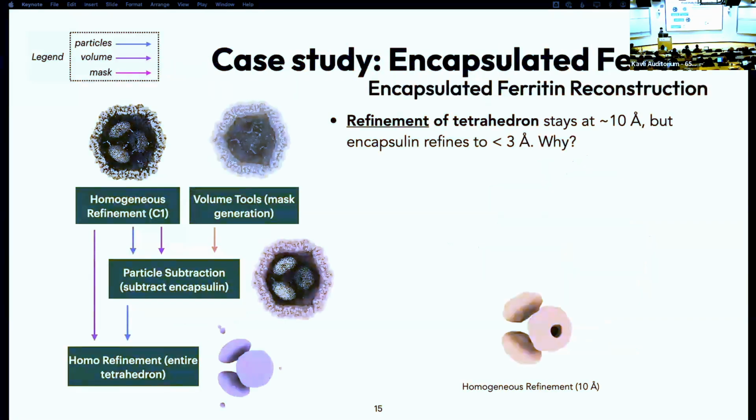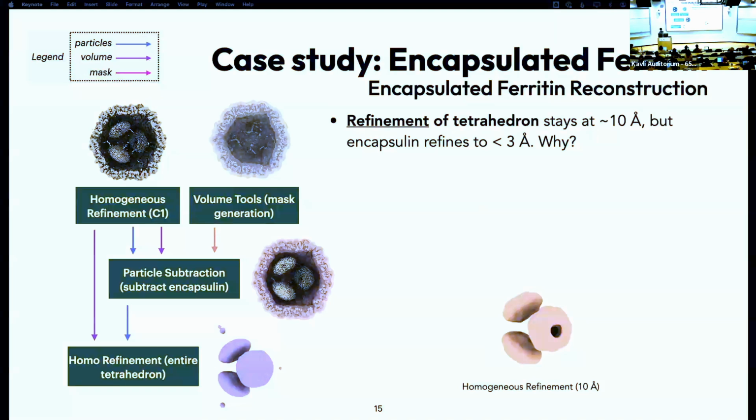Now I want to talk about two jobs that I first tried that would probably be the obvious approach to do at the beginning and why they didn't work. The first thing that I tried after I got these subtracted particles was just a straightforward homogeneous refinement of all four decamers through the homogeneous refinement job. In this case, I carried out the refinement without a mask. Since the encapsulin was already subtracted away, I didn't really need a mask in this case. And I also wanted to limit the mask bias as much as possible.